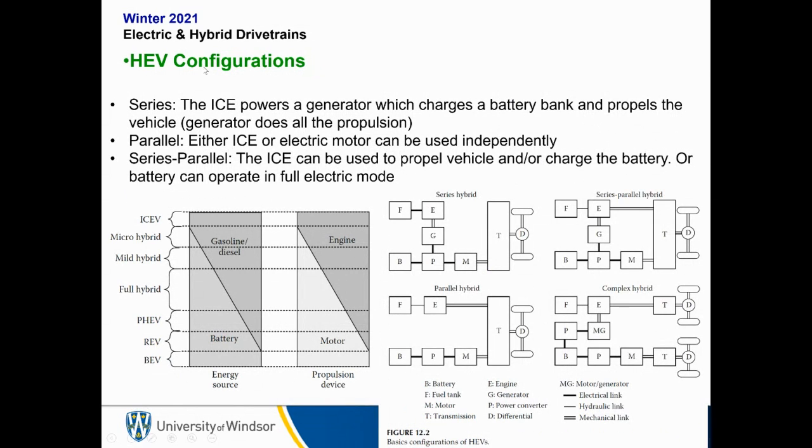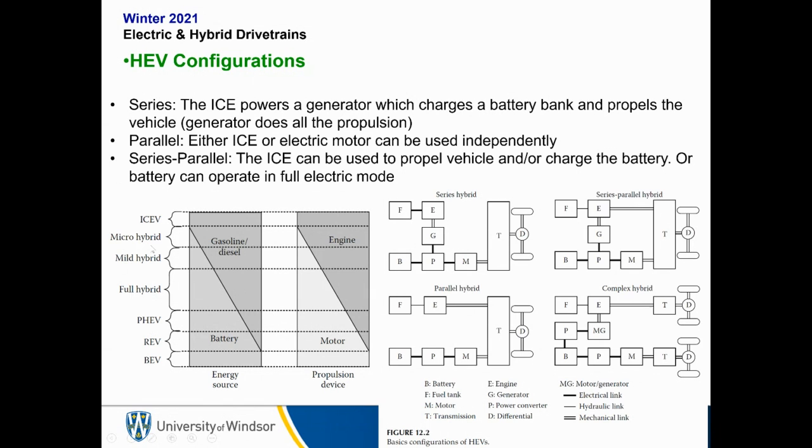So we talked about the configurations. We said series and parallel. In series, the internal combustion engine powers a generator, which charges a battery and propels the vehicle. In other words, the generator or the electric motor does all the propulsion. The internal combustion engine cannot directly power the wheels. In parallel, either the internal combustion engine or the electric motor can be used independently. In series parallel, the internal combustion engine can be used to propel the vehicle and or charge the battery, or the battery can operate in full electric mode. So obviously series parallel seems to be the most flexible.